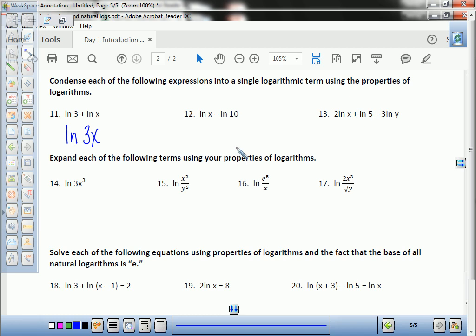Okay. All right. This one, subtraction. What does it become? Division. That's right. Now, this has numbers out in front. So if we're condensing, they have to go back and become exponents. You don't square the 5, right? No, just the x. So we get natural log of 5 times the x squared. The subtraction becomes division. Divide by y cubed.